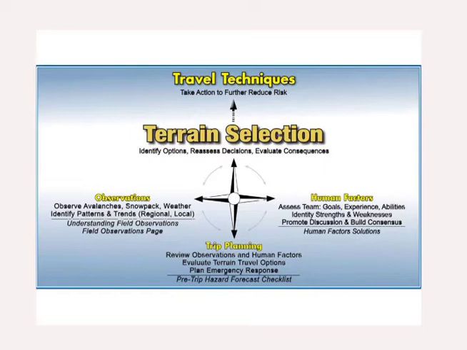And then the human factors: assess the team. Basically you're going to do a group profile, just like we've already been teaching people. You're going to identify the strengths and weaknesses of the group. That's where we come up with the potential human factor issues or concerns, things that may affect our decision making out there. And then promote discussion and build consensus, which reminds people how to approach that as a team.